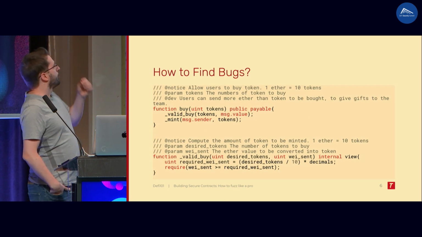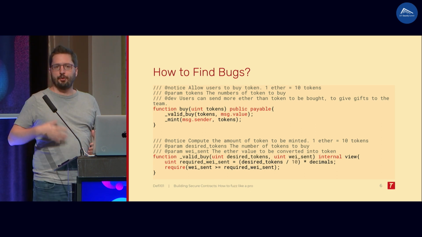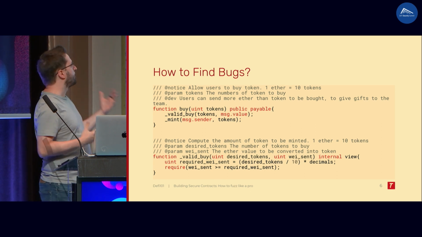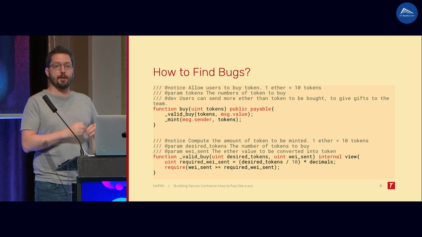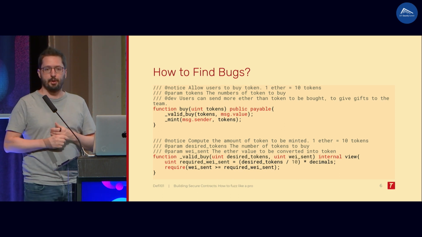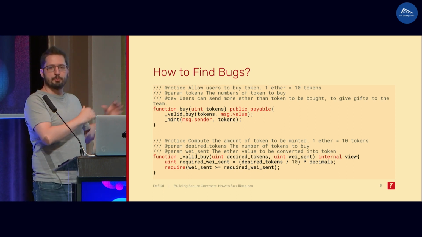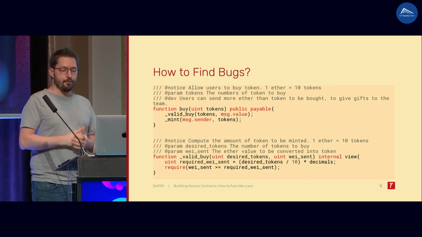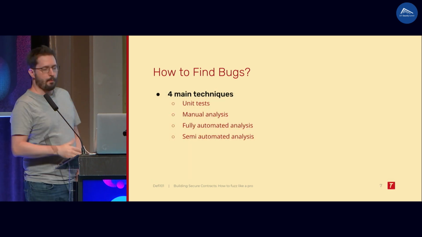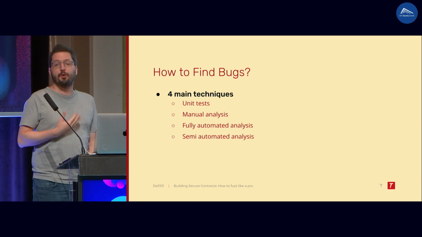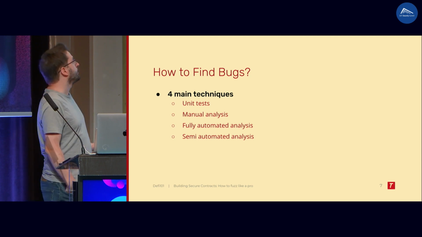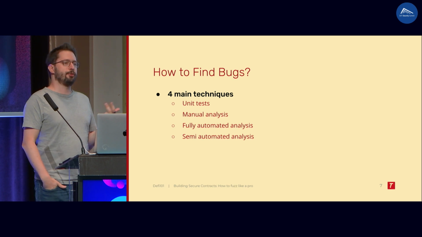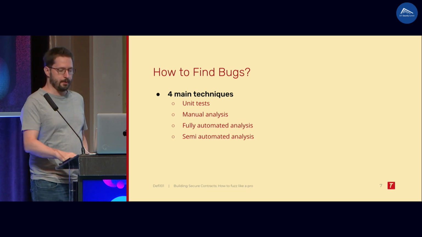Let's say you have this piece of code. You have 2 functions, a function to buy token and a function that computes some price, and you want to find bugs in this example. Don't try to look too much. There is a bug there, but we will see it later. How can you find vulnerabilities? On a high level, you really have 4 techniques that you can use. The first one is unit test, manual analysis, fully automated tool, and semi-automated tool.